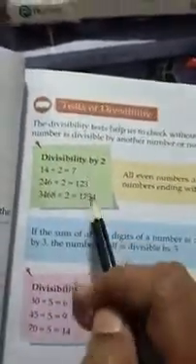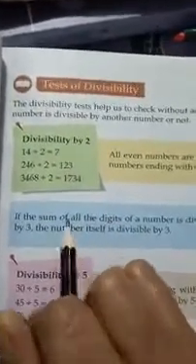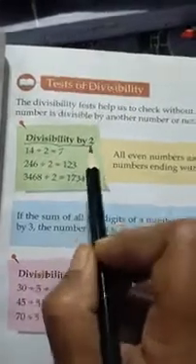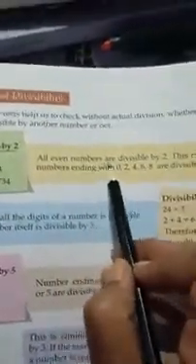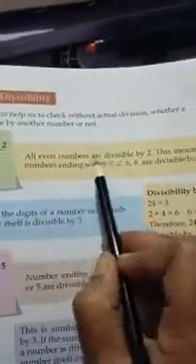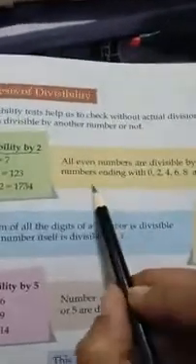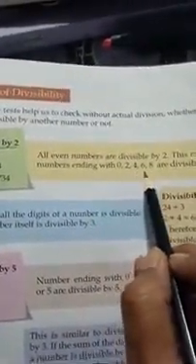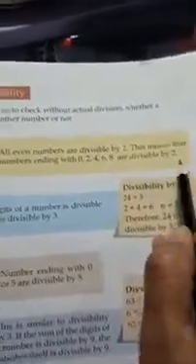Now we are starting our first rule. What is the first rule, the divisibility by 2? What is the rule? All even numbers are divisible by 2. This means that numbers ending with 0, 2, 4, 6, 8 are divisible by 2.